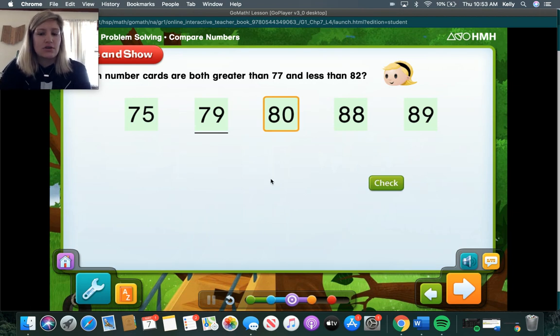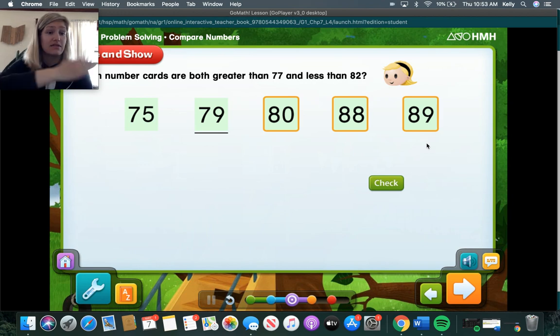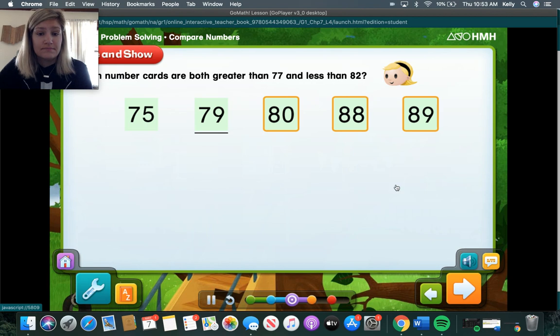Let's keep counting. 81, 82, 83, 84, 85, 86, 87, 88, 89. So all 3 of these numbers are greater than 77 because when we're counting, they come after. That means they are greater or bigger. That's right. The number cards 79, 80, 88, and 89 are all greater than 77.